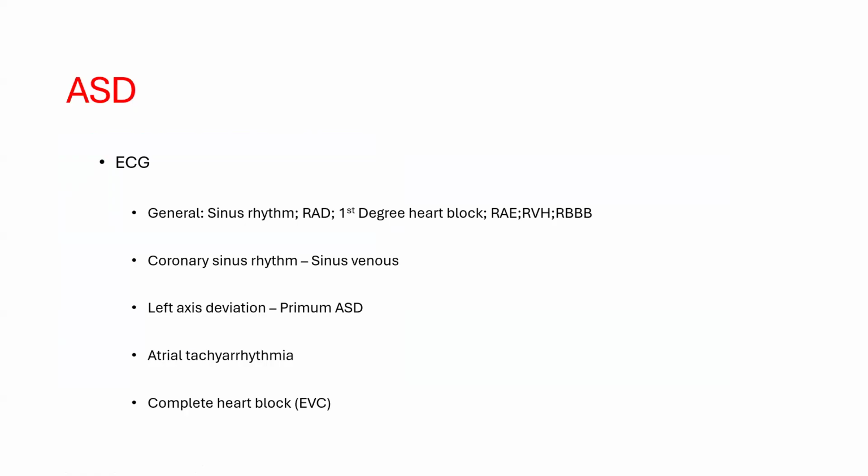So ECG is also important. We know that generally you have a sinus rhythm, a right axis deviation because of the volume loading over there, a first degree heart block. You may have right atrial enlargement, right ventricular hypertrophy, and right bundle branch block. These will be commonly what you will see in a significant shunt of an ASD. But there are other findings that you must keep an eye on.